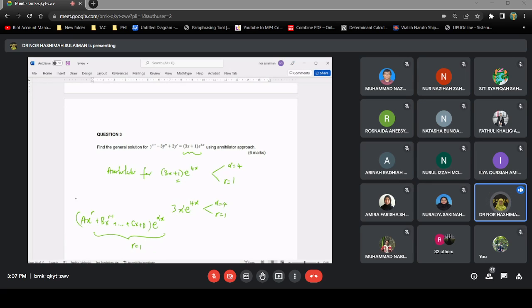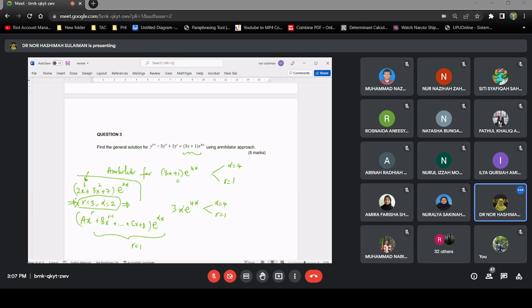Contoh katalah kita ada 2x kuasa 3 tambah 3x kuasa 2 plus 7. Darabkan dengan e to the power of 2x. Contoh. Okay, awak rasa annihilator dia sama dengan apa? Kita tengok dia punya R dia sama dengan berapa? R refers to the highest power. What is the highest power? 3. Alpha dia sama dengan coefficient of x dekat exponential tu. Okay. So maknanya annihilator sama dengan apa?